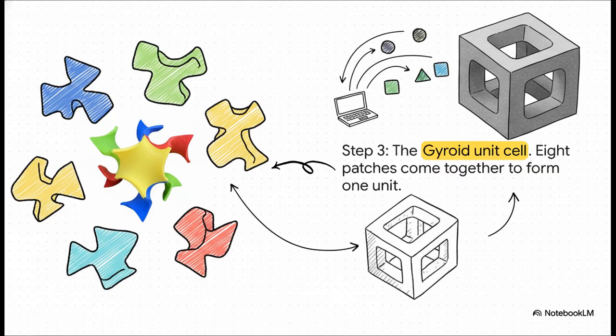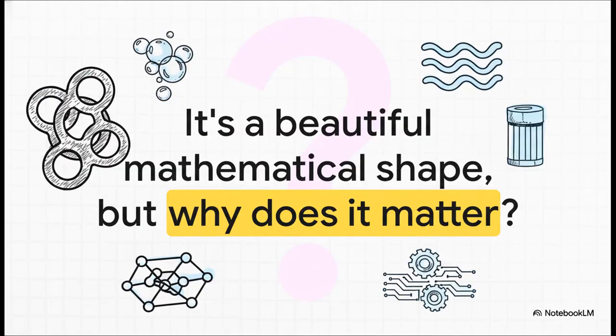So the code became a digital model, and now the digital model has become a physical thing, from pure abstract math to something real you can hold. Okay, so it's a fascinating shape, for sure. And the journey from a soap bubble to a 3D model is pretty compelling. But let's ask the big question. What's the point? Why does this specific mathematical structure actually matter in the real world?